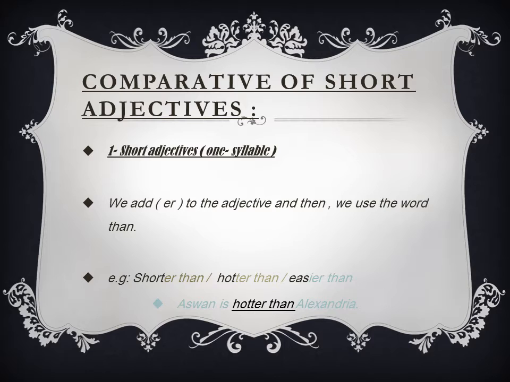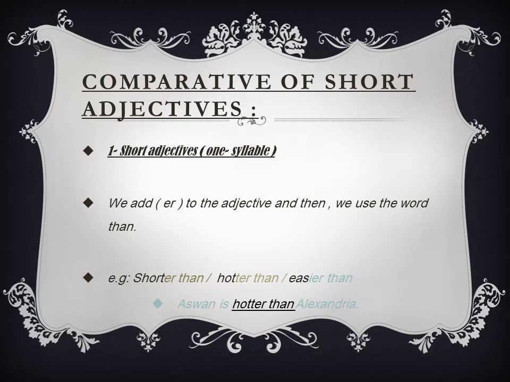Could you notice here, please? Shorter, we add er. Hotter, we doubled the T before we add er. We doubled the T because it is a one syllable word that consists of CVC: consonant, vowel, consonant.